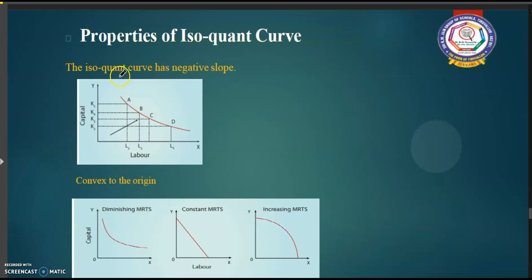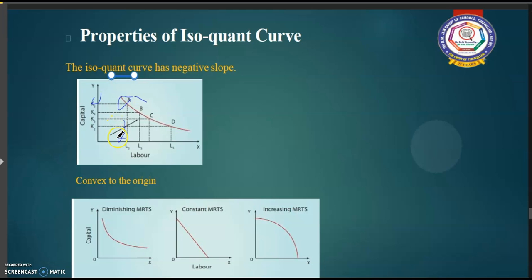Now the properties of the isoquant curve. The isoquant curve has a negative slope. So it slopes downwards from left to right, indicating that the factors are substitutable. So in the diagram also, A refers to more of capital, that is K5, and labor as L2.